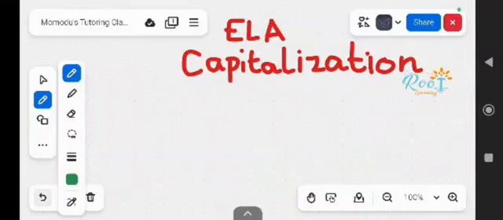Hello, welcome to class. I am Teacher Joy, and today on ELA we'll be working on capitalization. Capitalization, as the word says, is a process of using upper cases correctly in the English language.